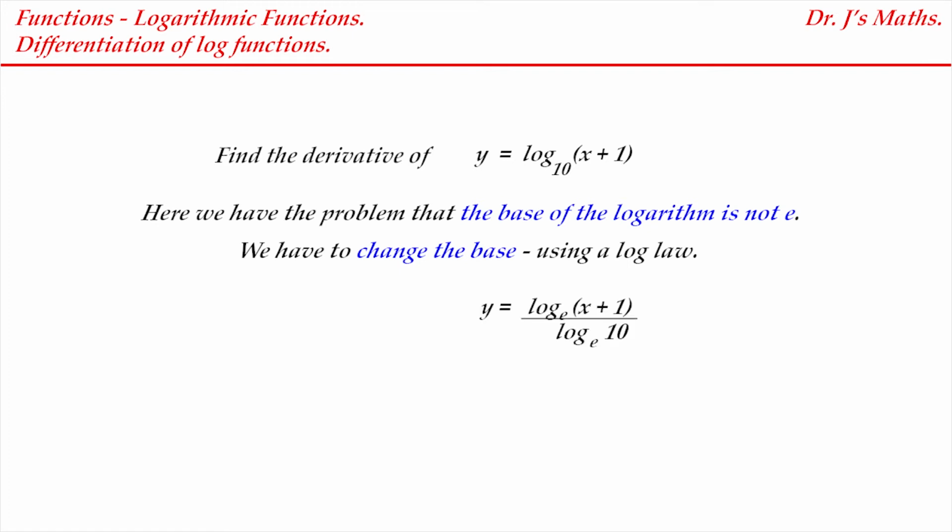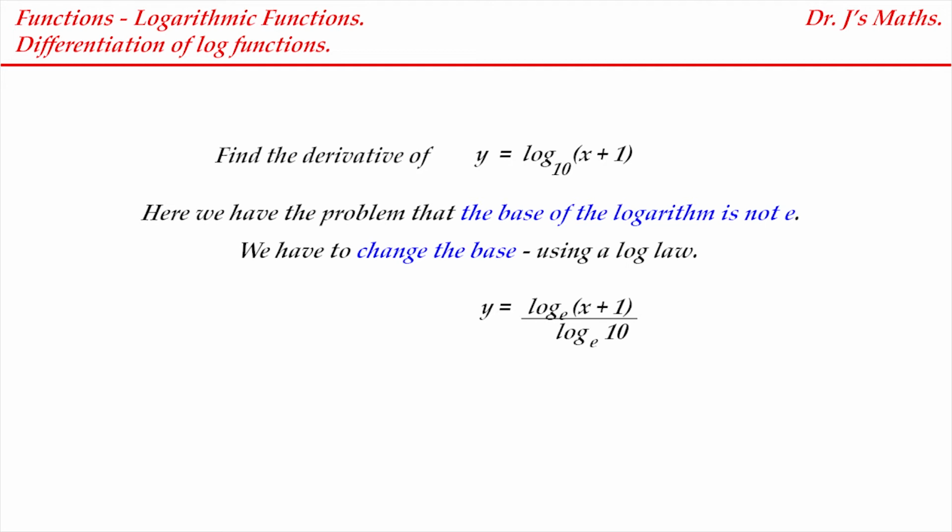So we simply split up the two components of our expression. So we have a log of x plus 1 over a log of 10, and then we get to choose the new base that we wish. Well, of course, if we're doing calculus, we have to have a base of e, so we put in an e in both of those. So we have log of x plus 1 to the base e divided by log of 10 to the base e.